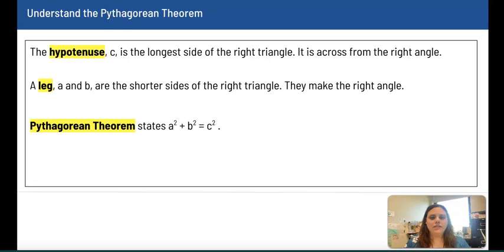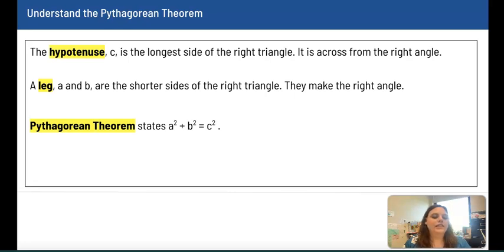We have some vocabulary we need to know first. Some words that are going to come up is the hypotenuse. The hypotenuse is often denoted with the variable c, and it is the longest side of a right triangle. It is always across from the right angle. On a right triangle, a leg, we'll call these either A or B, are the two shorter sides of the right triangle. They come together to make the right angle.